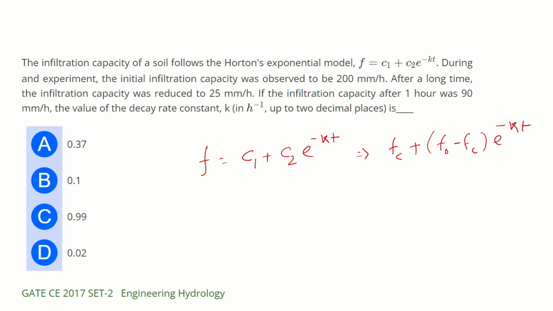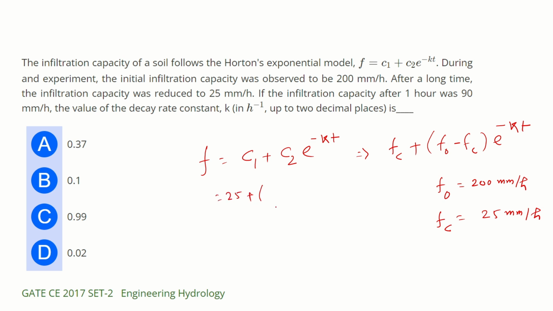ये होता है actual formula for infiltration, Horton's curve का जो actual formula होता है. What is given to you? The initial infiltration capacity. Initial infiltration capacity is F naught, 200 mm per hour. What is FC? 25 mm per hour. ठीक है, तो C1 क्या होगा? C1 is FC, that means 25.